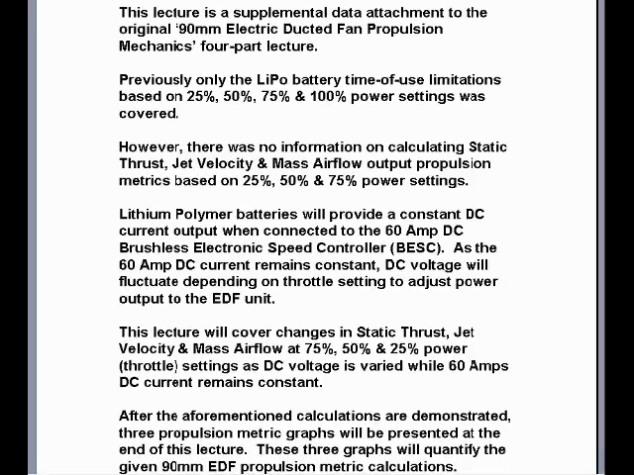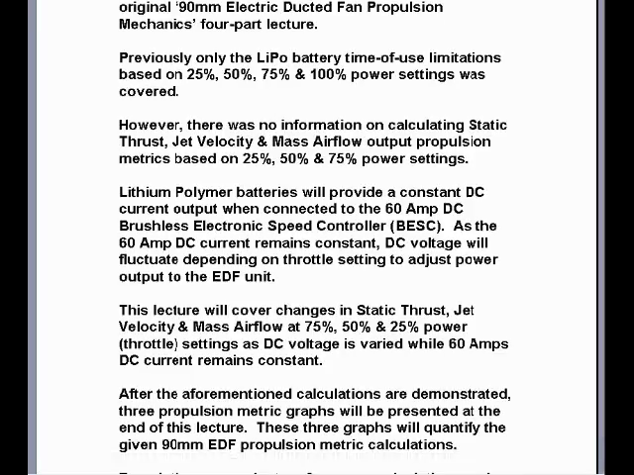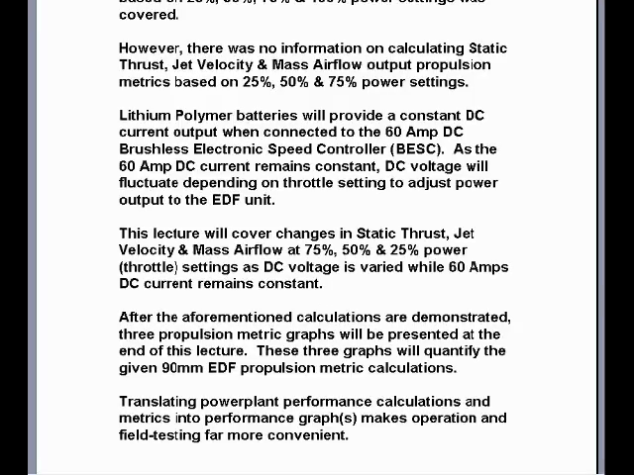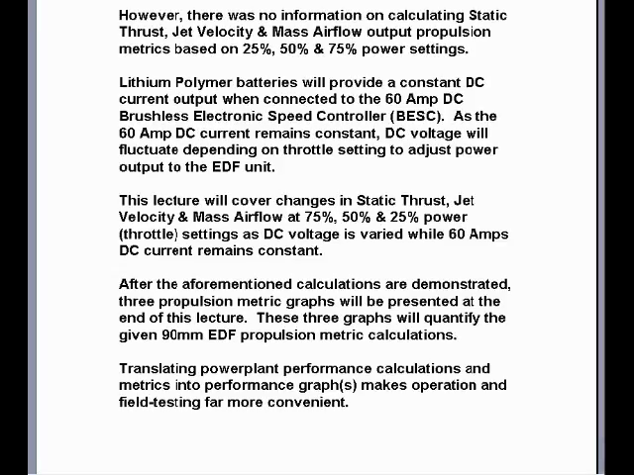This lecture will cover changes in static thrust, jet velocity, and mass airflow at 75%, 50%, and 25% power throttle settings as DC voltage is varied while 60 amps DC current remains constant. After the aforementioned calculations are demonstrated, 3 propulsion metric graphs will be presented at the end of this lecture. These 3 graphs will quantify the given 90mm EDF propulsion metric calculations. Translating power plant performance calculations and metrics into performance graphs makes operation and field testing far more convenient.